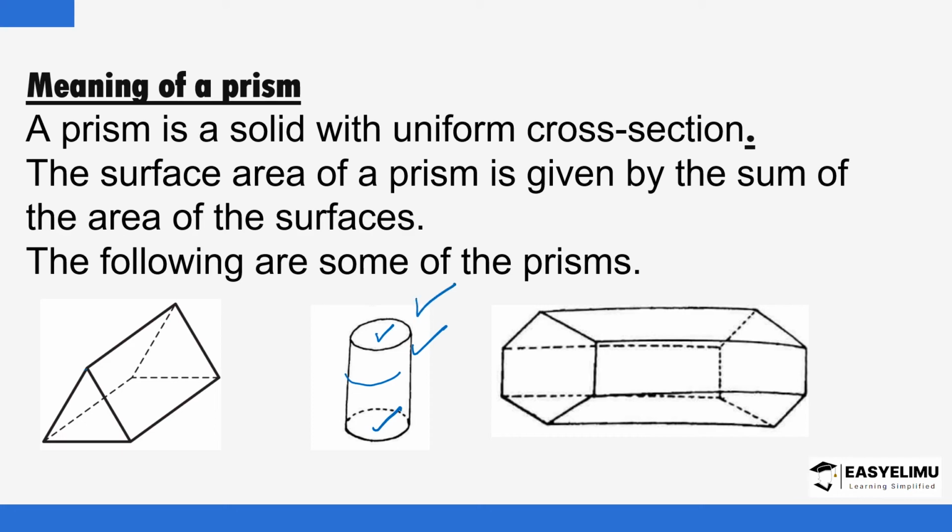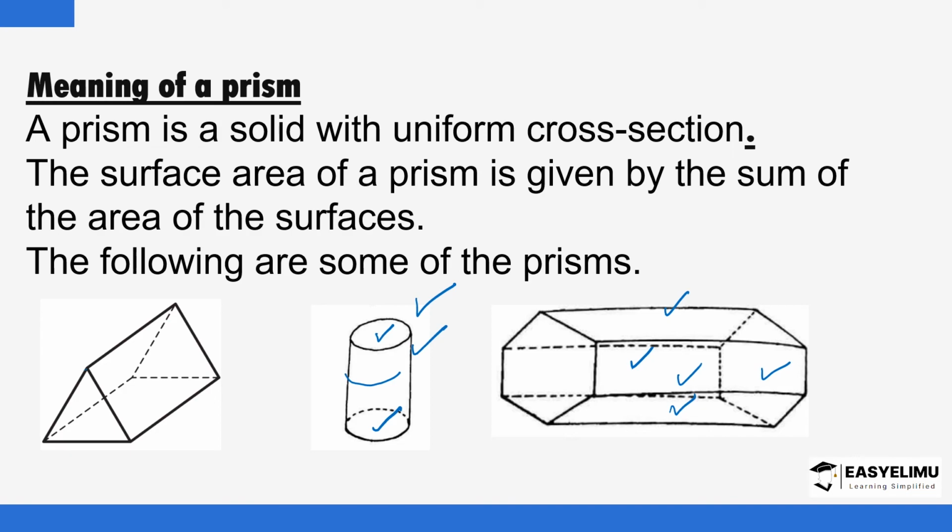So for the cylinder, we will be looking at the area of the flat surfaces plus the area of the curved surface. The same applies to this. It has very many surfaces. We have this one, this one, this one, this one here. So the surfaces are very many, so you have to find all of them and add. These are just some of the prisms. The prisms are very many.